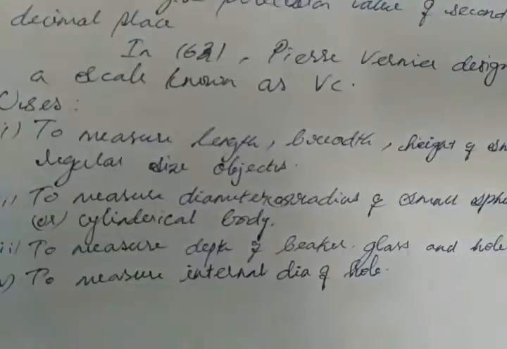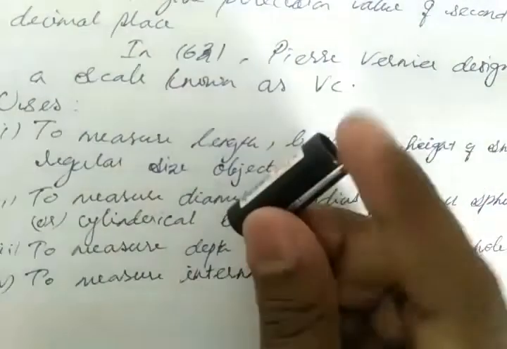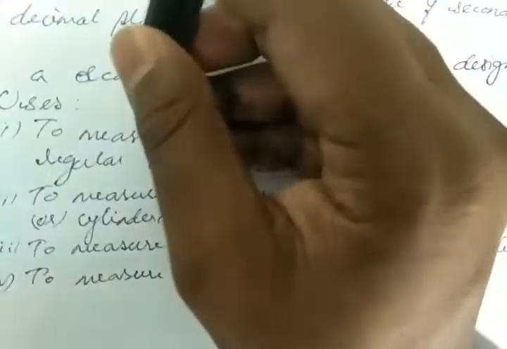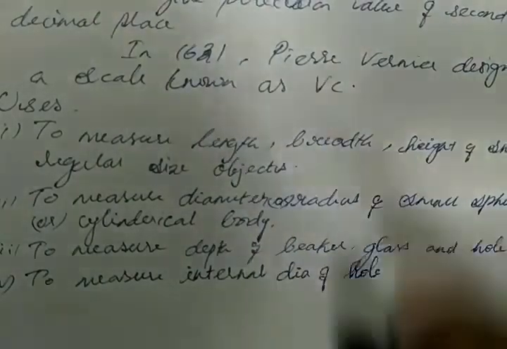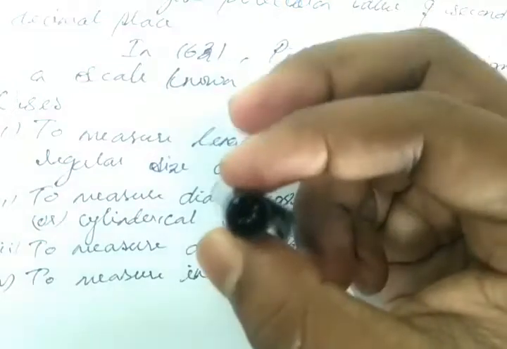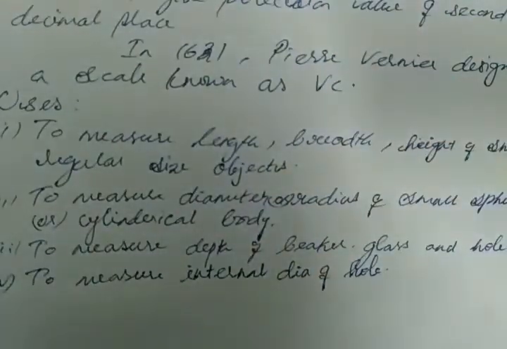Then to measure the depth of a beaker, glass and hole. So these pen caps have some depth. To measure this depth, we use the vernier caliper. Then to measure the internal diameter of a hole. So this hole has two diameters. One is the external, outside diameter. Another one is the internal diameter. To measure the internal diameter, we can use this vernier caliper.